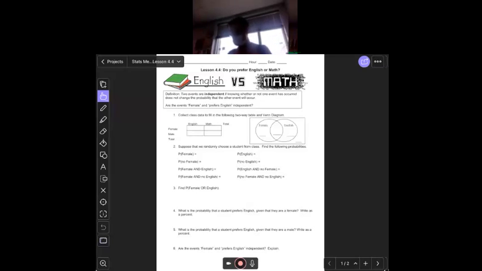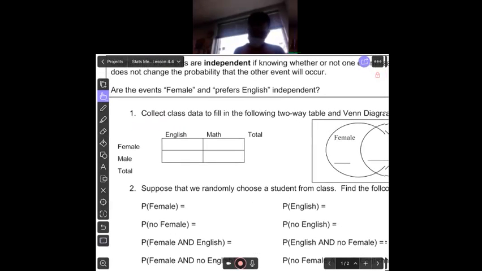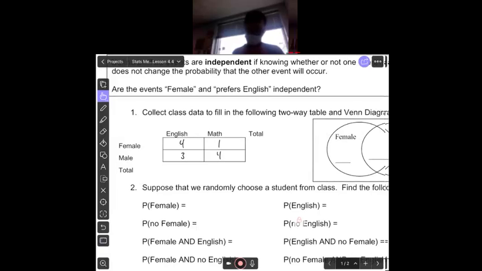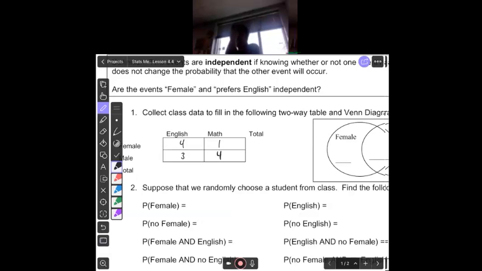Okay. All right. Here's our class data. So just like yesterday, we need to total the rows, total the columns.